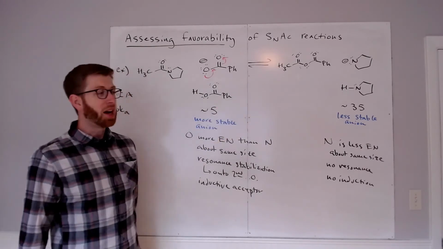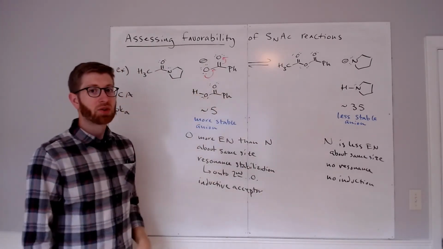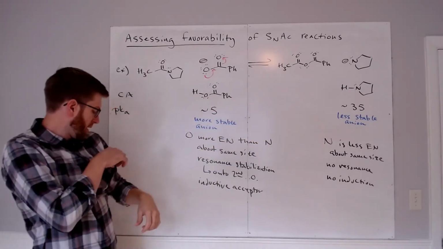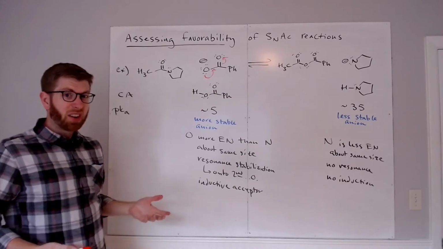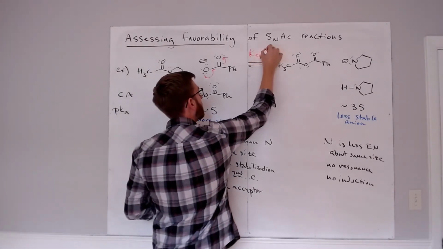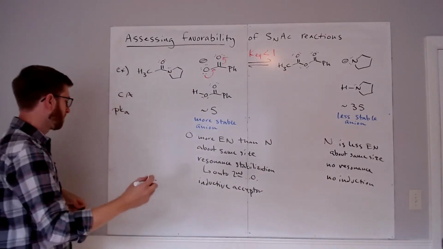pKa data backs that up. This anion is far less stabilized than this one is, and that should tell me that this reaction runs to the left, that we have a fairly unfavorable SNAc reaction. Keq will be less than 1. Okay, let's do this with carbonyls to confirm.